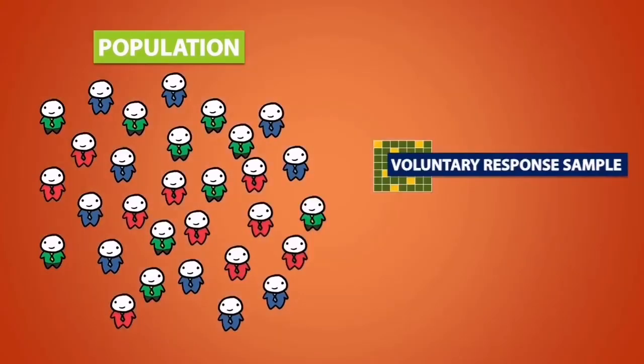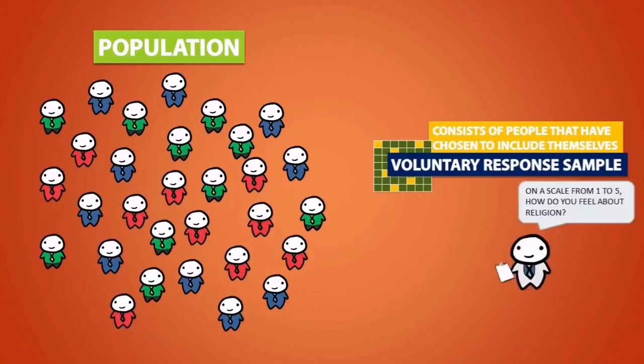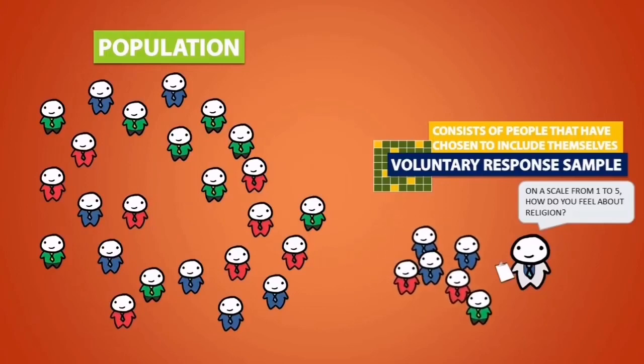Now, a voluntary response sample consists of people that have chosen to include themselves in the sample. So the researcher lets people come to him. This is a biased sampling method because people with a strong interest in the survey topic are the ones who are most likely to respond, whereas the people who don't feel as strongly about the topic may not even care to respond.